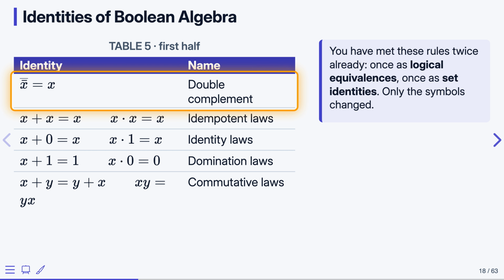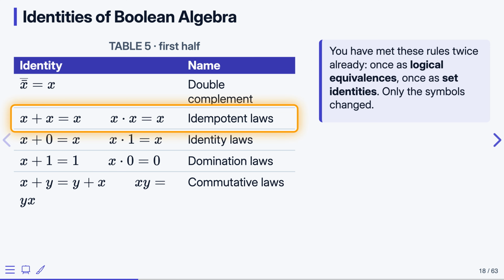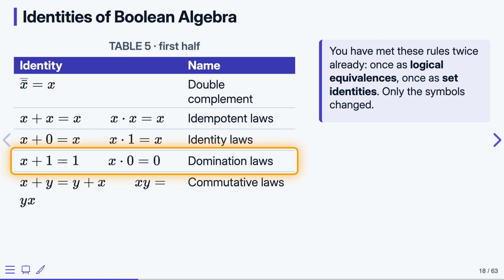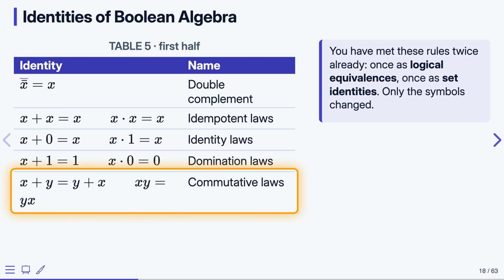The double complement law. A double bar cancels, so bar of bar x is just x. The idempotent laws. Adding a thing to itself or multiplying a thing by itself gives the thing back. The identity laws. 0 is the identity for the sum, and 1 is the identity for the product. The domination laws. 1 swallows the sum and 0 swallows the product. And the commutative laws. Both operations can be written in either order.